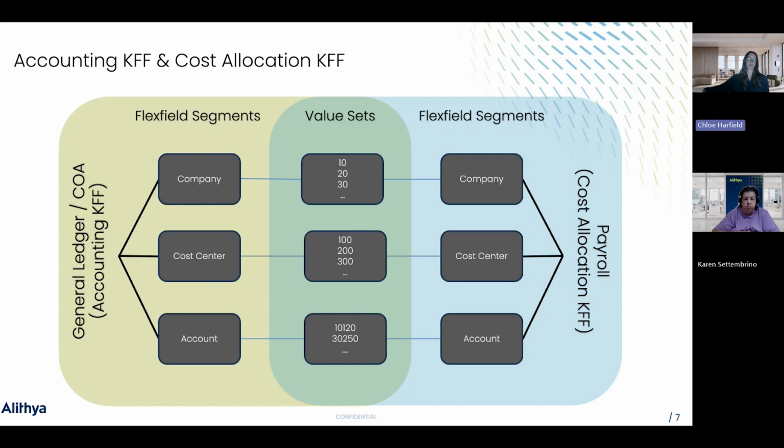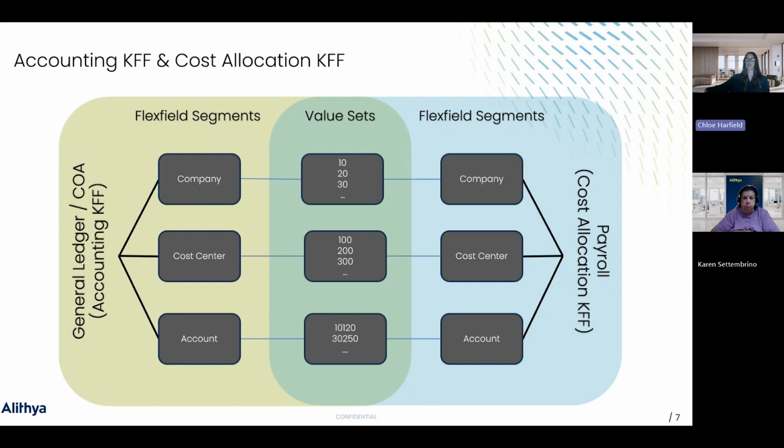And then when it comes to the cost allocation key flex field, this is what's used during payroll processing to determine how the individual payroll elements like earnings, deductions, or taxes are charged across departments or projects.